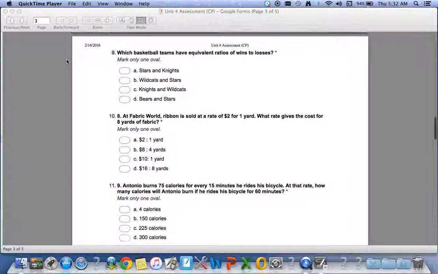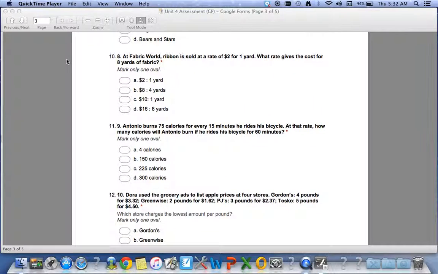Next question, number 9. Antonio burns 75 calories for every 15 minutes he rides his bicycle. At that rate, how many calories will Antonio burn if he rides his bicycle for 60 minutes? A. 4 calories, B. 150 calories, C. 225 calories, or D. 300 calories.